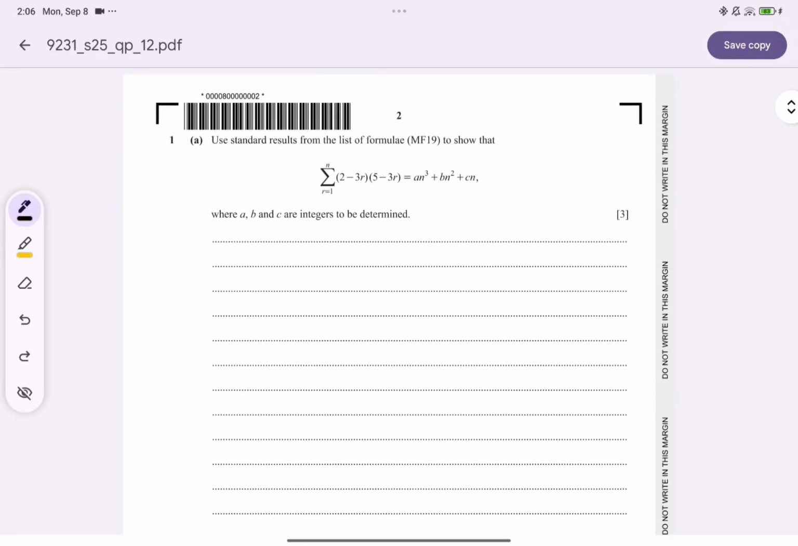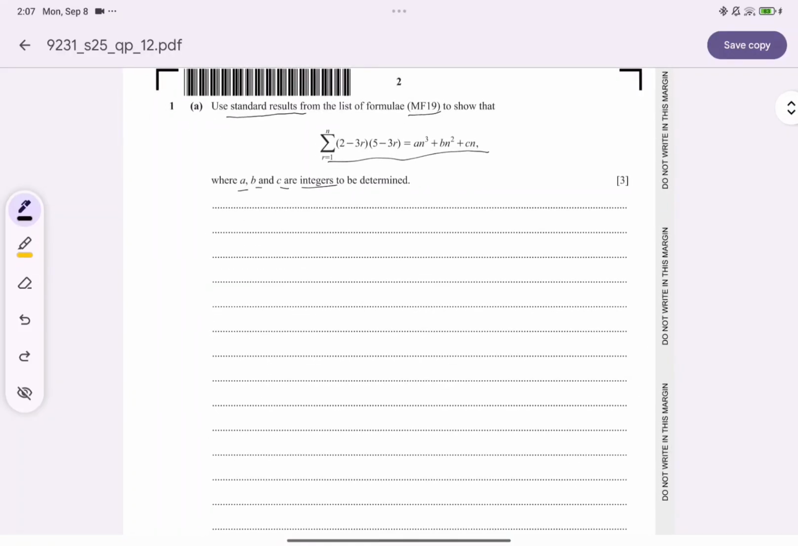Okay, so for the first question, we have to use the standard results from our MF19 to show that this result is true, where A, B, and C are integers that we have to determine. Okay, so first of all, to make this simpler, let's first expand our initial expression on the left hand side.